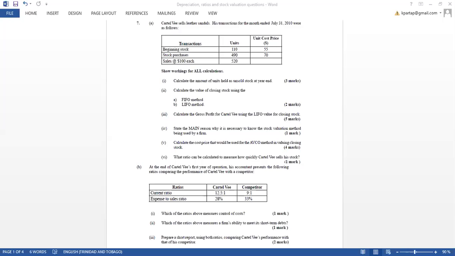Okay, let's go. First question now. They're asking you to calculate the amount of units held as unsold stock at year end, which, oh, I need about 2 minutes. All right, no problem, Lana, we'll hold on.